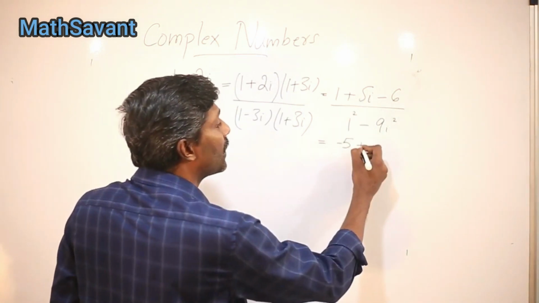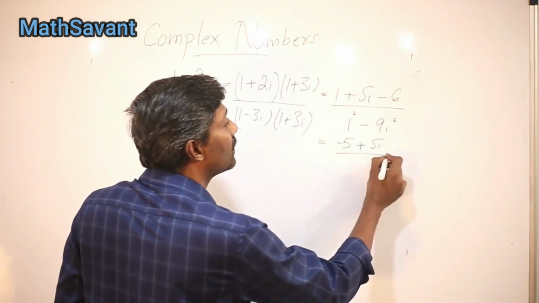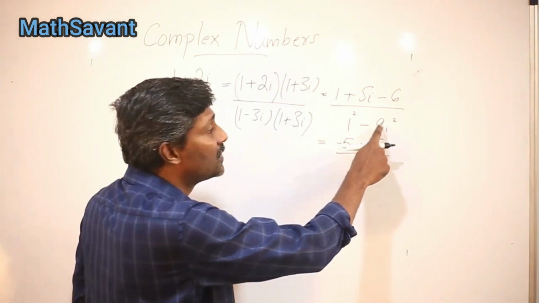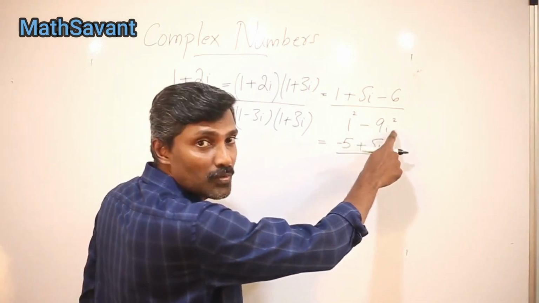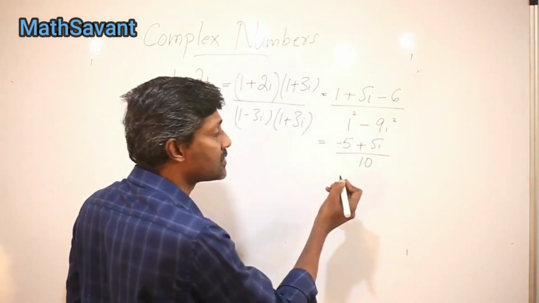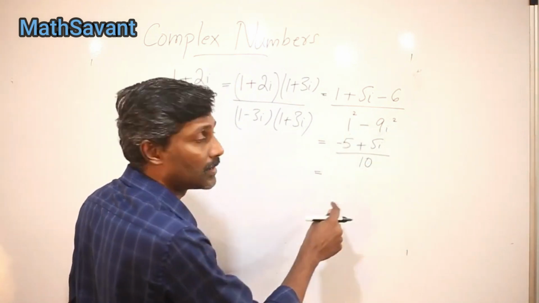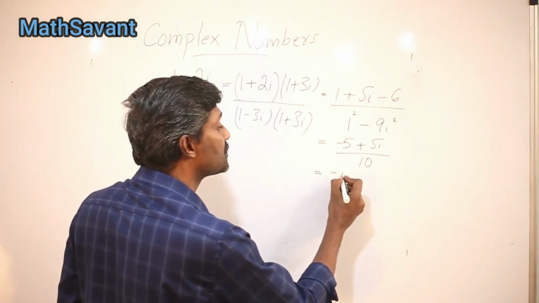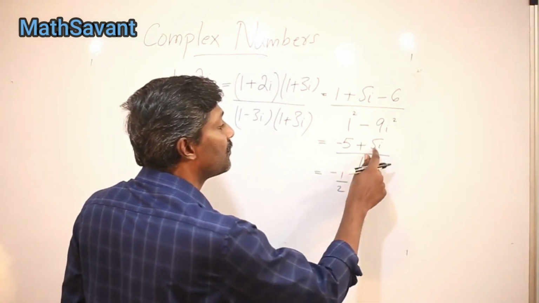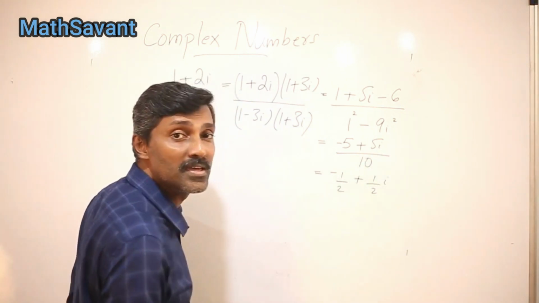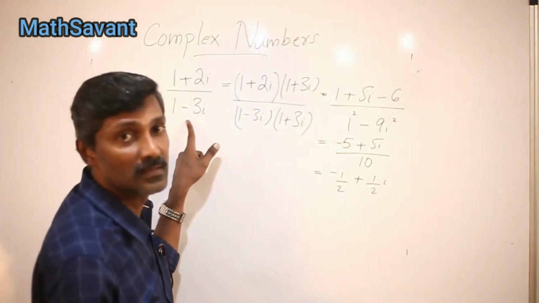Plus 5i, divided by 1 squared, which is 1, minus 9i squared, and what is i squared? i squared is minus 1, right? So minus 9 into minus 1 is plus 9. 9 plus 1 is 10. Now we can divide this separately. So 5 divided by 10 is 1 by 2, but this is negative, so this is minus 1 by 2. Plus again 5 divided by 10 is 1 by 2, so plus i by 2. So this is the a plus ib form of this division.